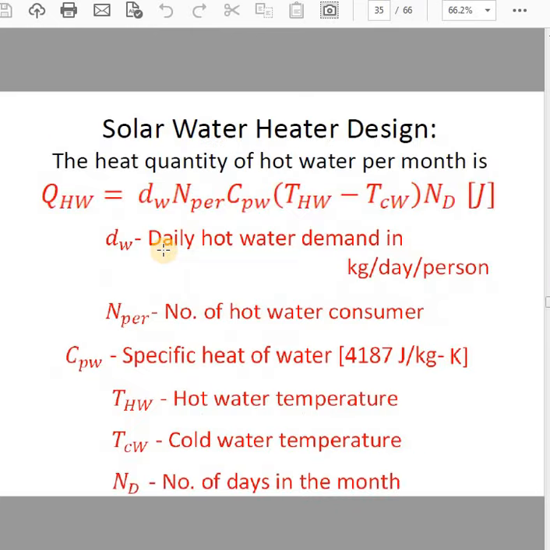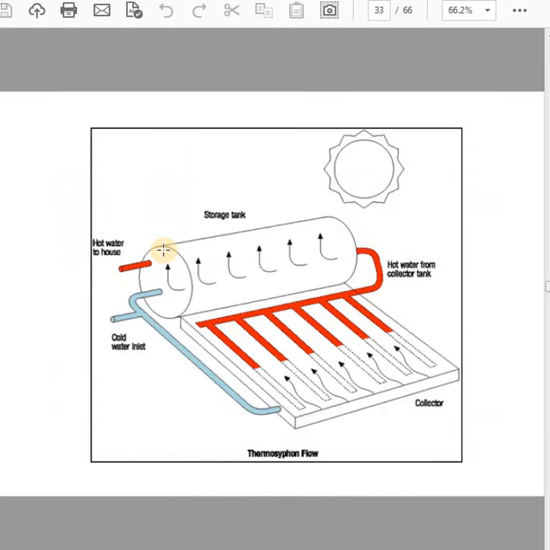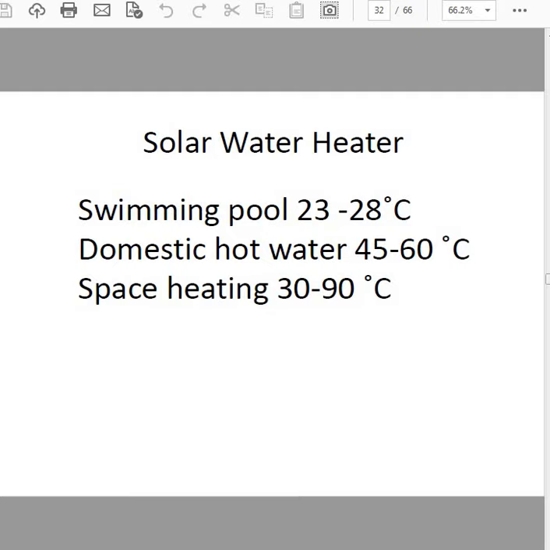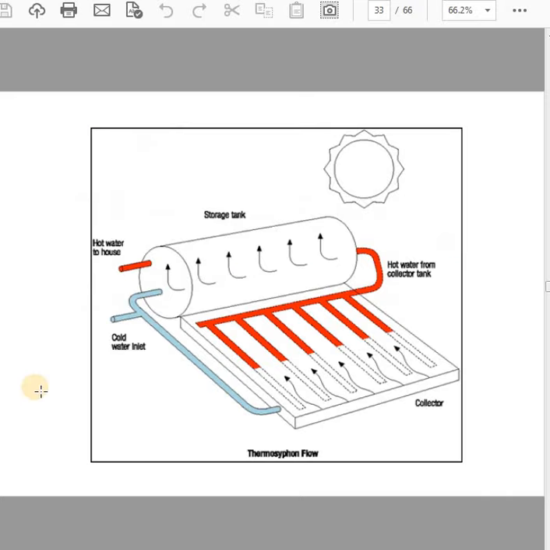So these are some different types of water heaters being utilized. After solar heating collectors, you have solar applications. For solar water heaters, if you have solar swimming pools, the temperature range will be between 23 degrees Celsius to 28 degrees Celsius. Domestic hot water will have a temperature range of 45 to 60 degrees Celsius, and space heating will have a temperature range of 30 to 90 degrees Celsius.